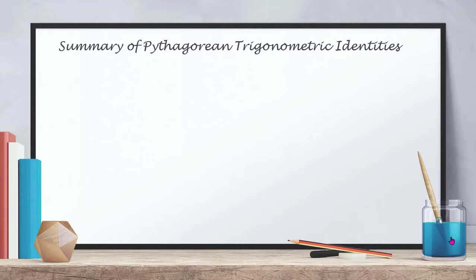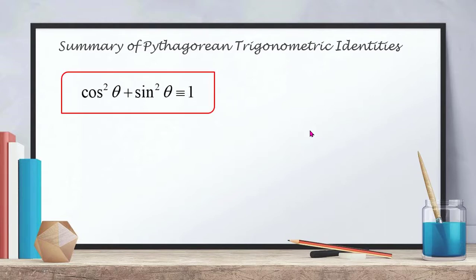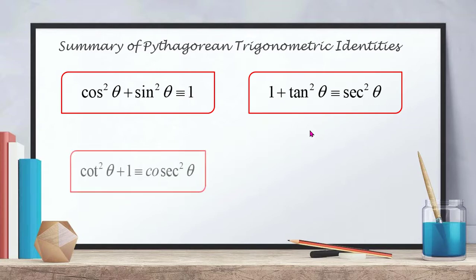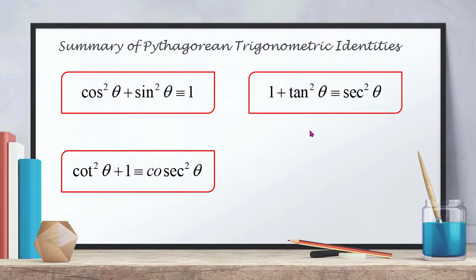In summary of Pythagorean trigonometric identities, we have the first Pythagorean trigonometric identity, which we derived, being cos squared theta plus sine squared theta being identical to 1. The second one is 1 plus tan squared theta being identical to sec squared theta. And the third and last one is cot squared theta plus 1 being identical to cosec squared theta.